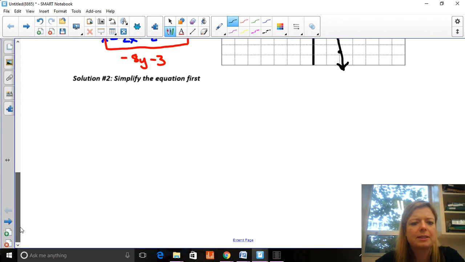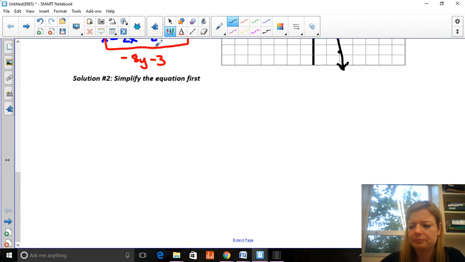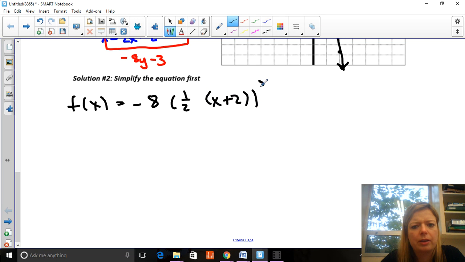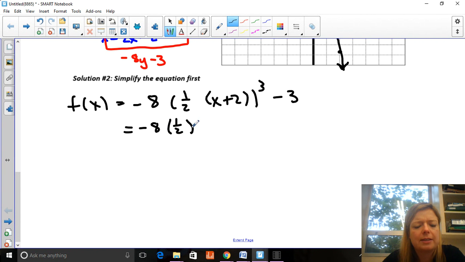Now, another way we could have done this was to actually simplify the equation first, which is not as obvious, but I'll show you what I mean. So we have f at x equals -8 bracket a half x, bracket x plus 2, to the power 3, minus 3. So we have this -8, and everything in this bracket is being raised to the power 3. So that means a half is being raised to the power 3, and x plus 2 is being raised to the power 3. So I just expanded this bracket. Well, a half to the power 3 is 1 over 8.